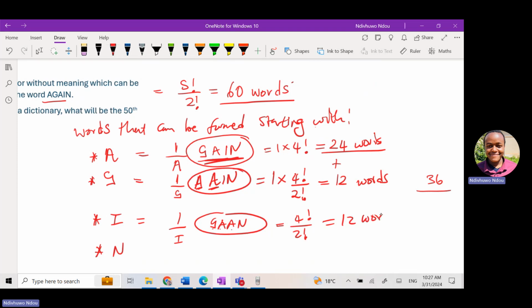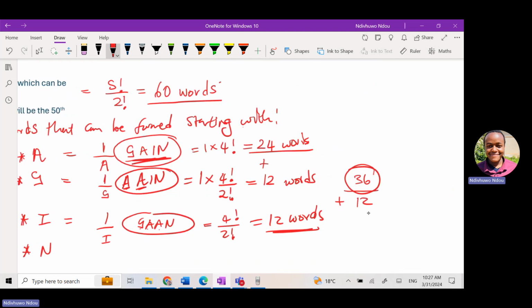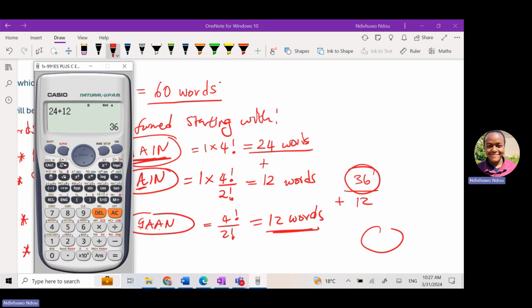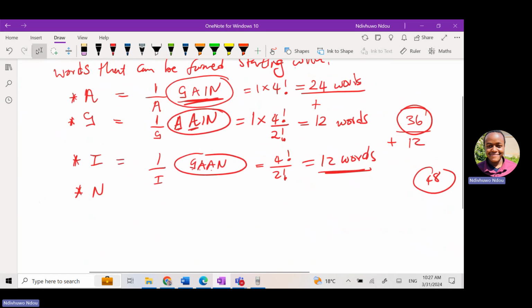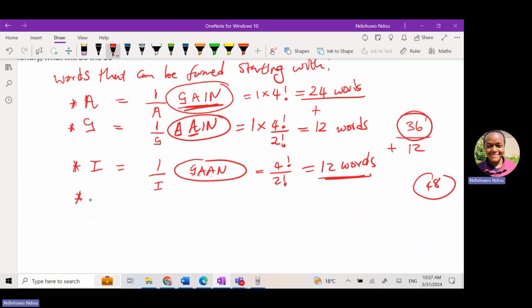So the next word in the dictionary will start with I. After the 36th word, the 37th is going to start with I. Those that start with I, we can form 12 of them. So from 36, let's add 12. Then we have our new total, 48 words. Can you see we are heading somewhere? We need the 50th word.